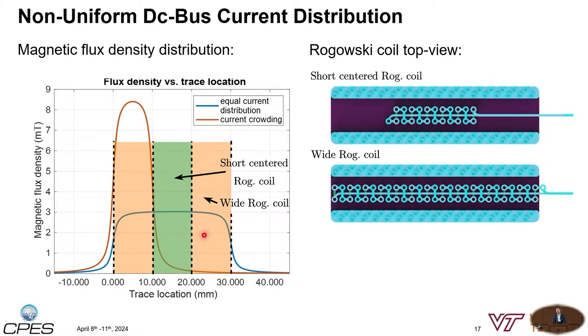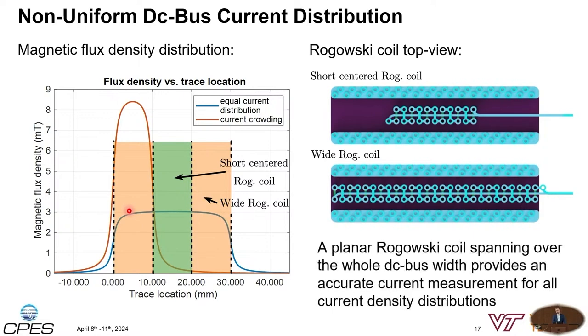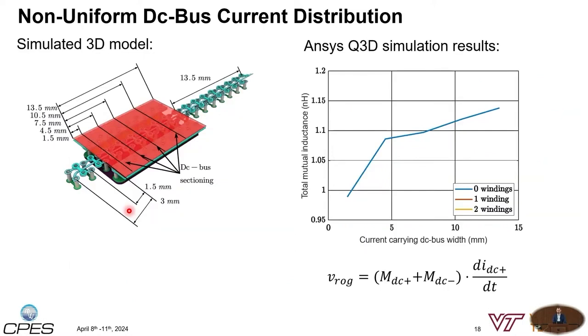Yet a wide Rogowski coil will be able to measure the large peak in flux density when it's shifted to the left. Because of that, it's preferable to have a Rogowski coil that spans over the whole width of the DC bus. We even go further and say that it's better to have multiple windings than exceeding the DC bus. We use ANSYS Q3D simulations to prove that claim.